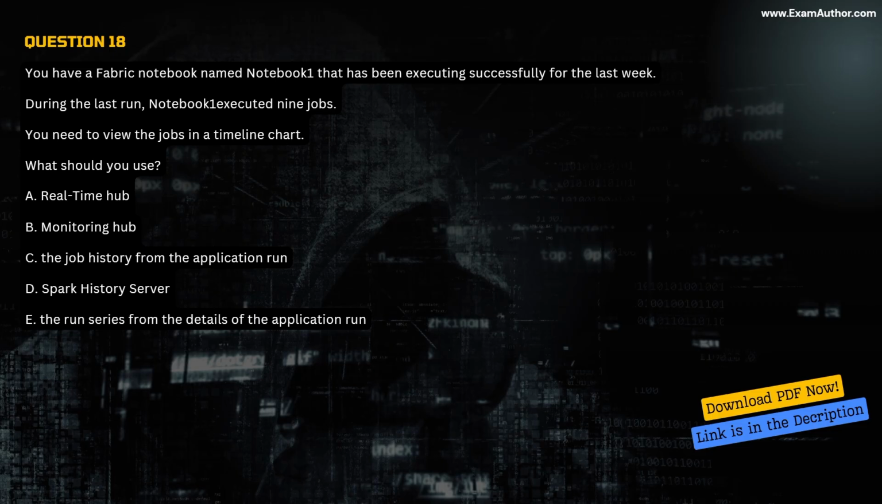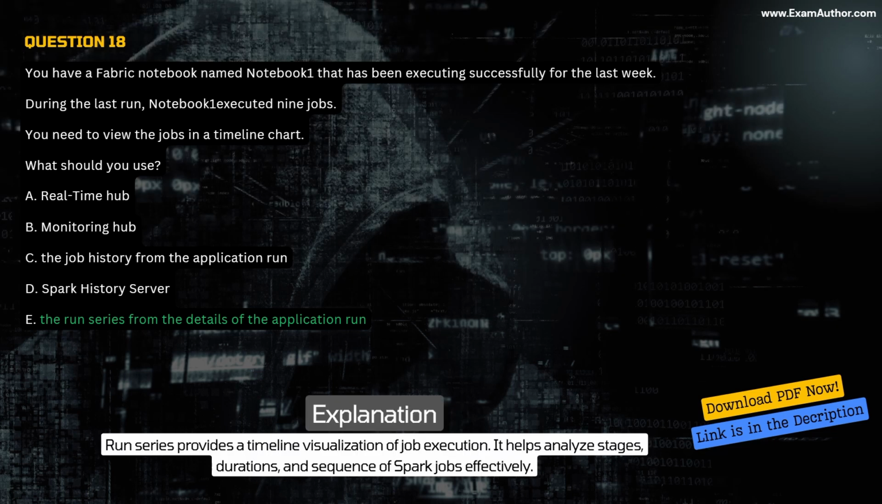D. Spark history server. E. The run series from the details of the application run. Correct answer E. The run series from the details of the application run. Explanation. Run series provides a timeline visualization of job execution. It helps analyze stages, durations, and sequence of Spark jobs effectively.